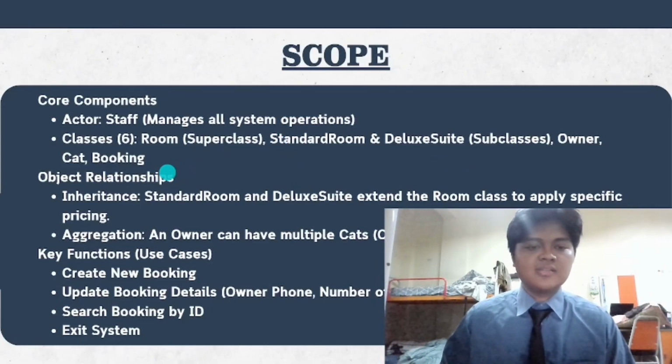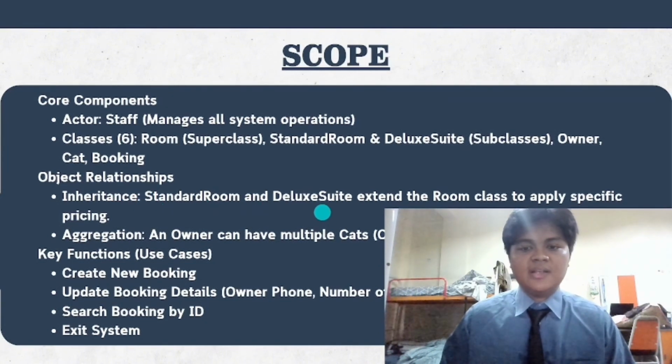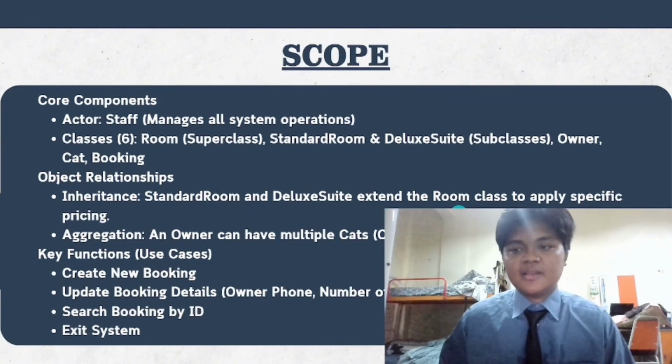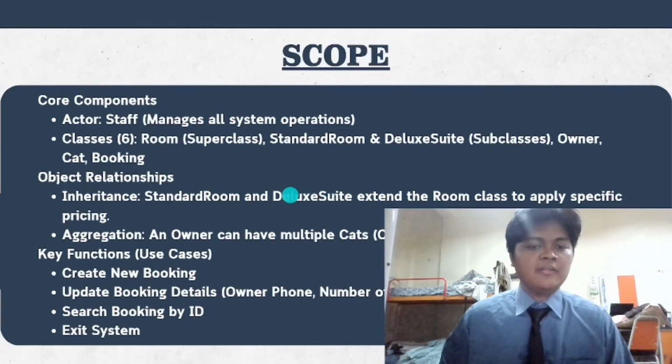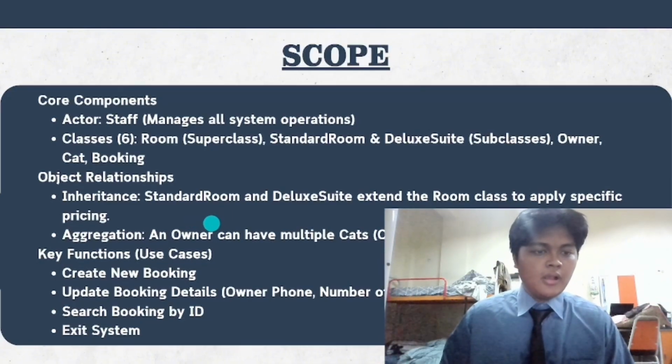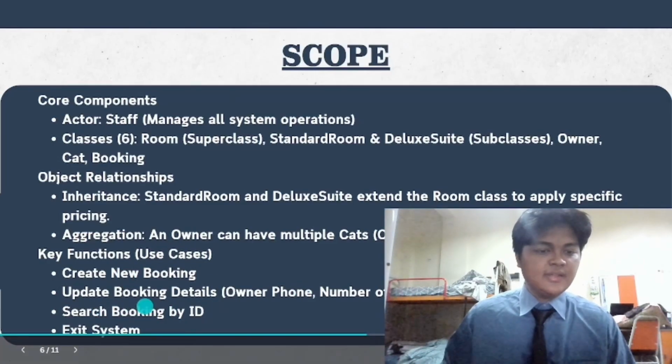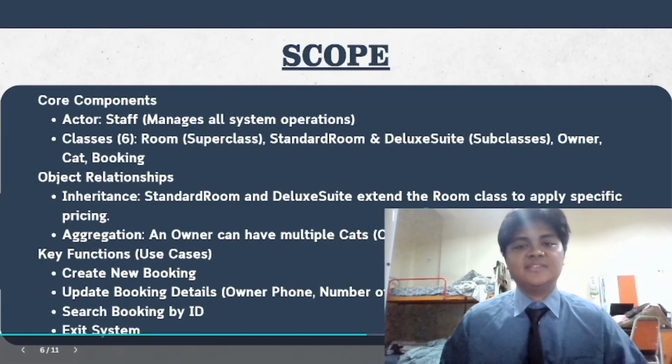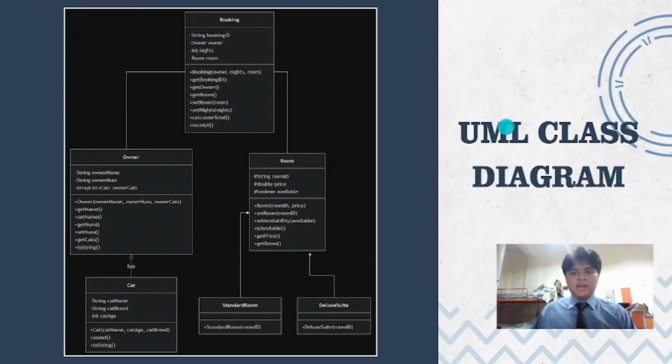For the object relationship, we have inheritance, where standard room and deluxe suite extend the room class to apply specific pricing. Aggregation: an owner can have multiple cats. Cats are created independently. For the key function, we have use cases. We can create a new booking, update booking details, search booking ID, and exit the system. Now, let's look at how these classes actually connect in our class diagram. For the first one, we have room.